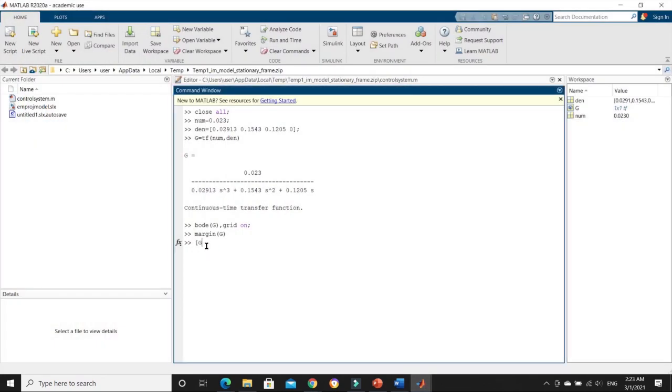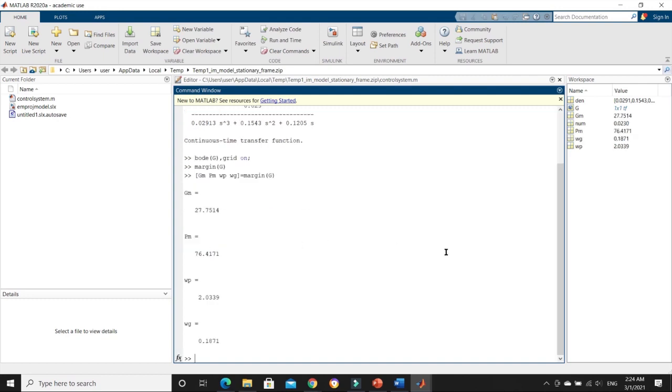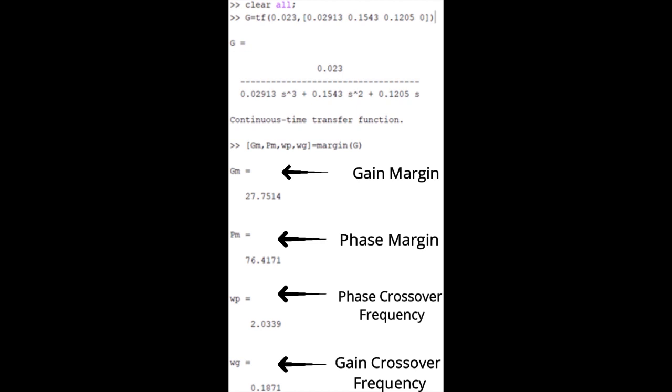To make MATLAB calculate the values, we will enter this command into MATLAB and it will help us to calculate it. These four values will be given to us as the calculated values. Here, the results indicate that the gain variation of over 27.7514 dB at phase crossover frequency of 2.0339 radians per second will cause the system to be unstable. Similarly, the phase variation of over 76.4171 degrees at gain crossover frequency of 0.1871 radians per second will cause the system to lose stability as well.